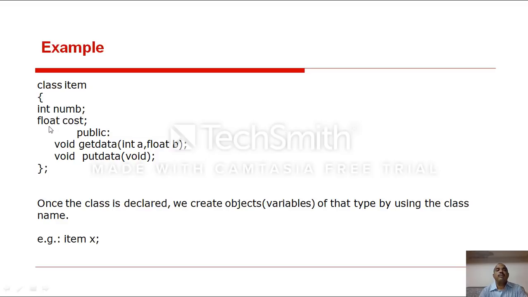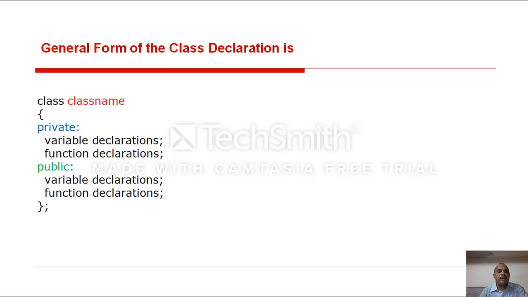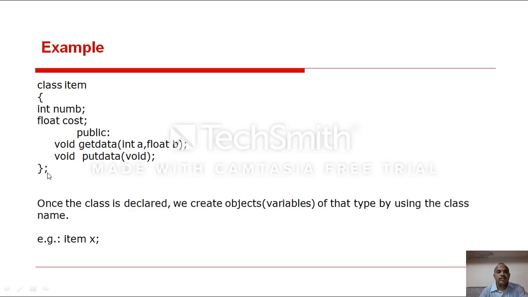Then integer number, float cost: these two are the members of this class. Clear all of you? Next one, public. Here I didn't mention any access specifier or visibility, so by default it takes private visibility. Which is the default visibility? That is private visibility. Here no need to define it, so simply private and public. In this I didn't define it. Why? Because by default visibility is private.